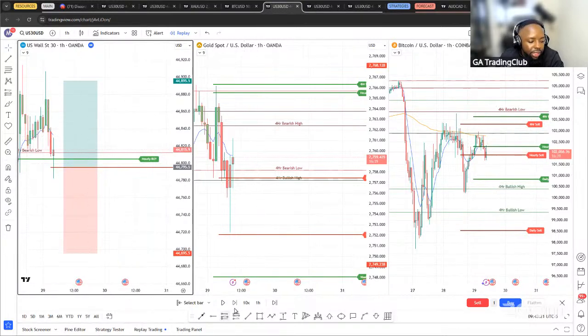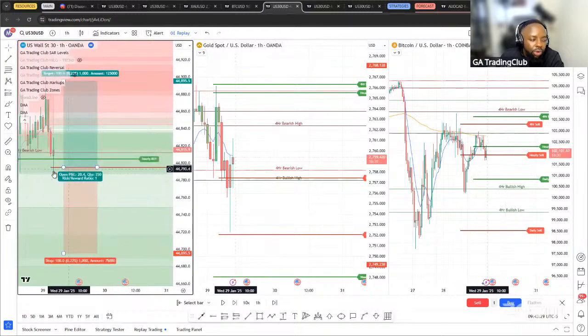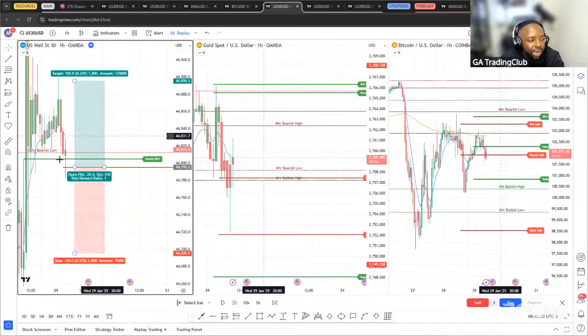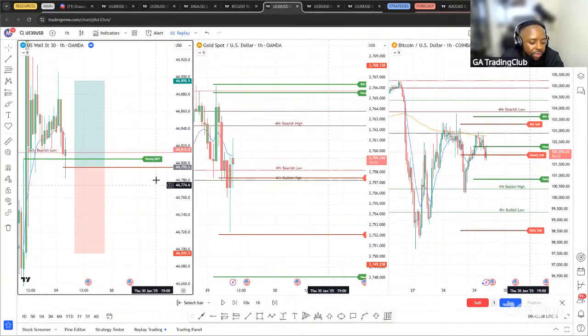But again, this is just to show you that even C plus setups can win. So as much as we had an overlap, the entry would have been in a green zone. And again, for confluence number three, we had this daily bearish low order block. So it did not satisfy all three confluences. It only satisfied two confluences.